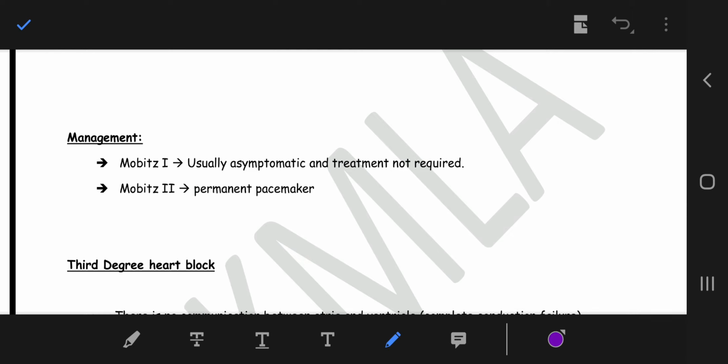Management for second degree heart block, we need to know, as they do ask in the exam. Mobitz type 1, usually patients are asymptomatic and treatment is not required. Mobitz type 2, these patients will require treatment and they need to have a permanent pacemaker.